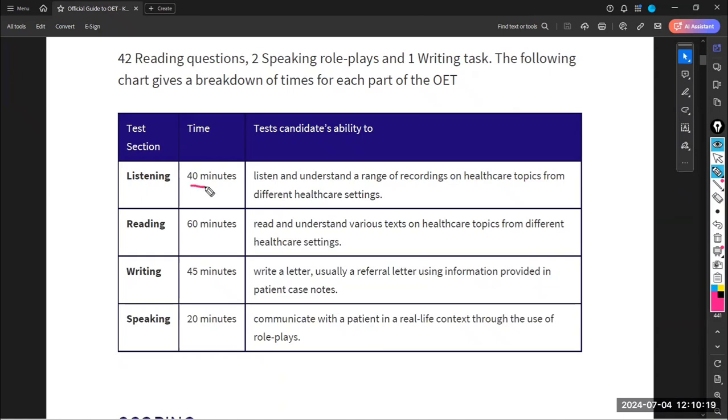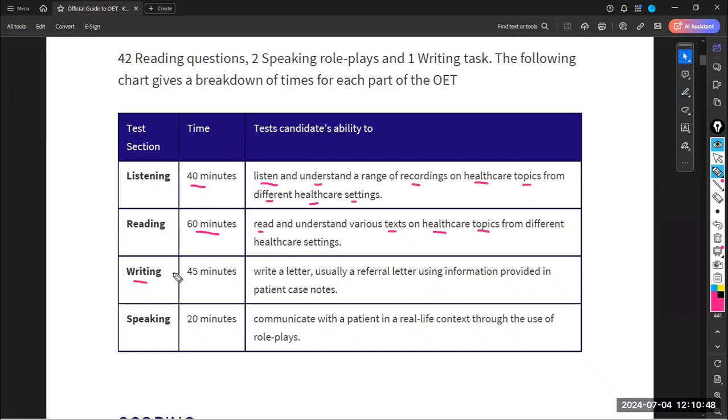In listening, you have 40 minutes to cover this exam, and you have to listen and understand a range of recordings on healthcare topics, absolutely, from different healthcare settings. In reading, you have to spend 1 hour to solve 42 questions. Absolutely, you have to read and understand various texts on healthcare topics from different healthcare settings.